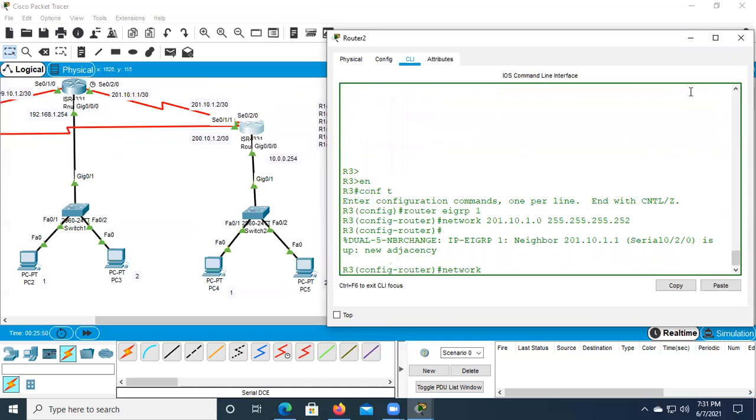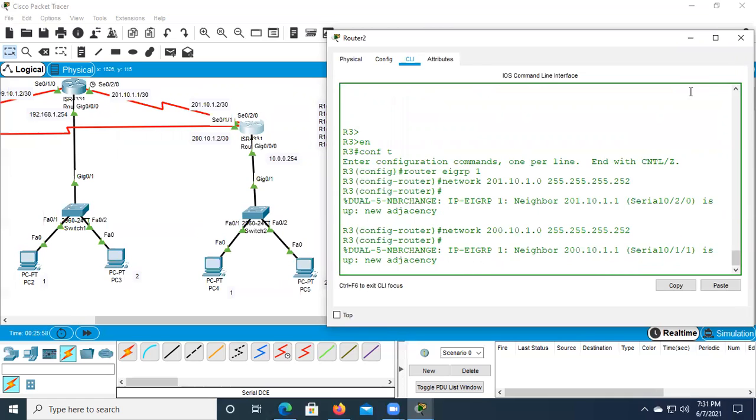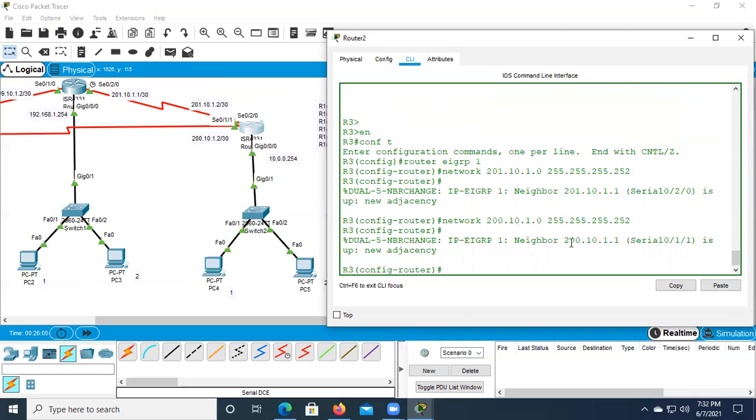Network 200.10.1.0, 255.255.255.252. Now you see from router 2 I'm getting the adjacencies, and from router 1 I'm getting adjacencies. Whenever the neighbor is up, you should get the messages here. Network 10.0.0.254.